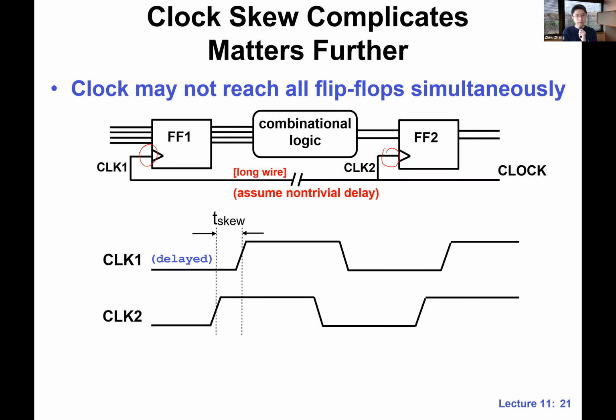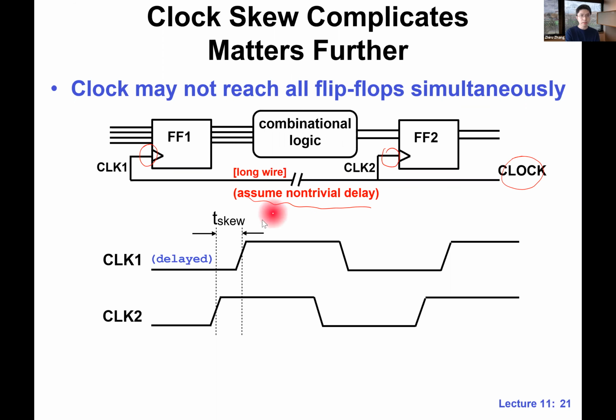So what do we do about this? First, we need to make sure that the waveform reflects this delay. In this case, I'm assuming that the clock signal is traveling from the right-hand side, and then there's this non-trivial delay on the wire. So in this case, FF2 will see a clock tick sooner than FF1.